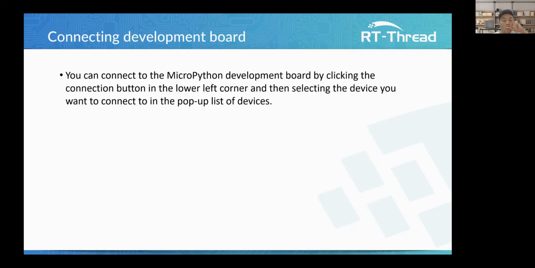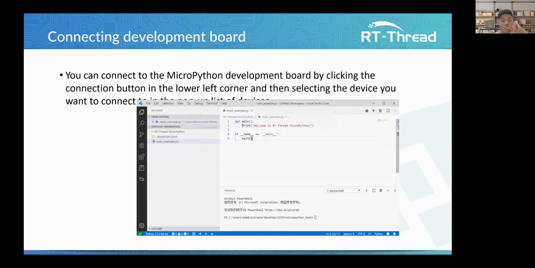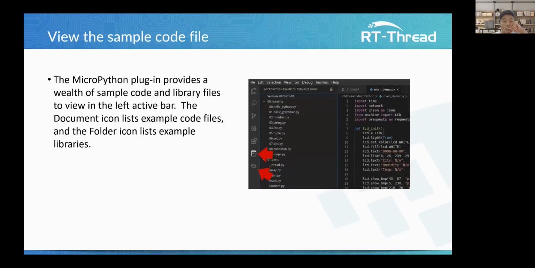You can connect to the MicroPython development board by clicking the connection button in the lower left corner and then selecting the device you want to connect to in the pop-up list of devices. The MicroPython plugin provides a wealth of sample code and library folders to view in the left activity bar. The documents folder lists example code files, and the folder lists example libraries.